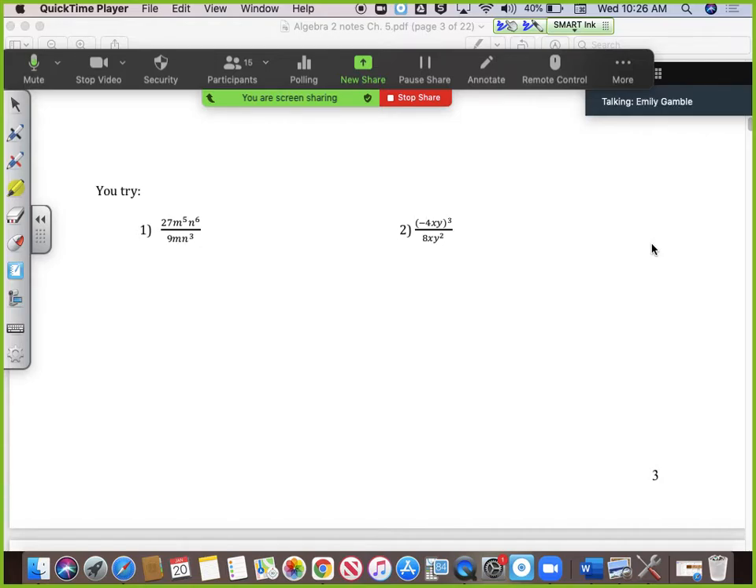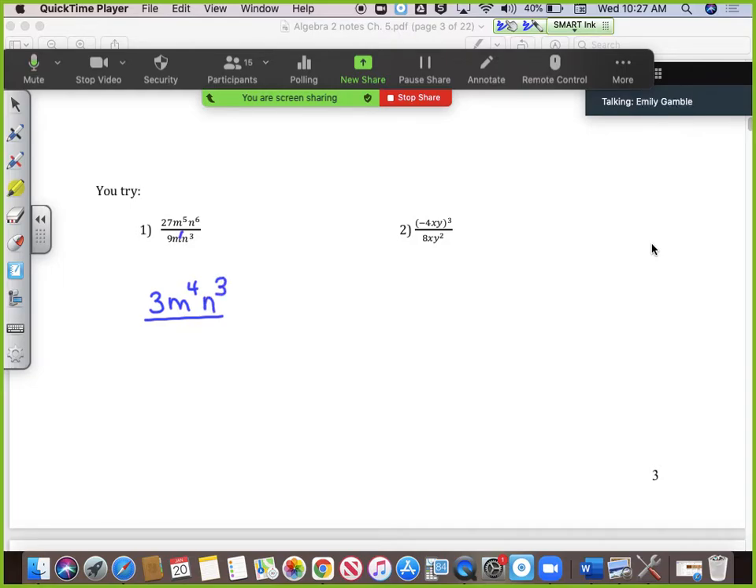All right, so number 1, the first thing I'm going to do is simplify the coefficient numbers. That means the 27 over 9. Well, 27 over 9 simplifies to be 3, so I'm going to write the 3 on the top of this fraction. And then moving on to the m's. This is m to the 5th power over m to the 1st power. 5 minus 1 is 4, so this will be m to the 4th power. And then n to the 6th over n to the 3rd power. 6 minus 3 is 3, so this simplifies to be n to the 3rd power.